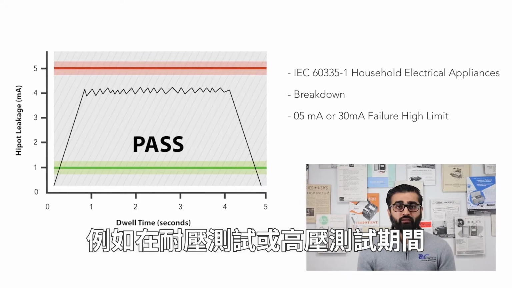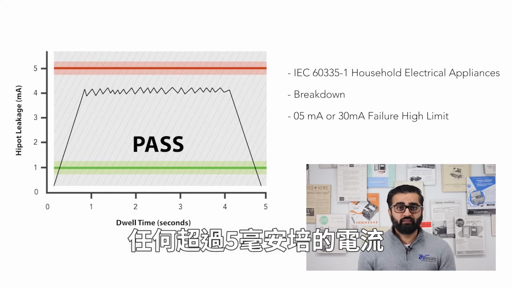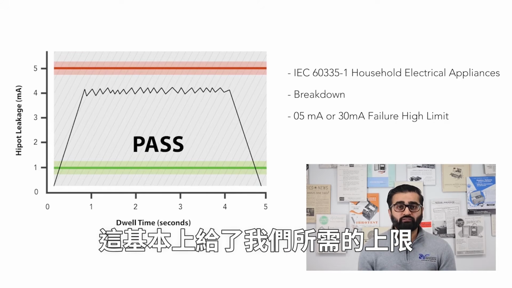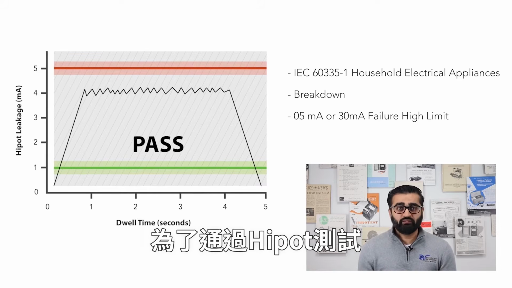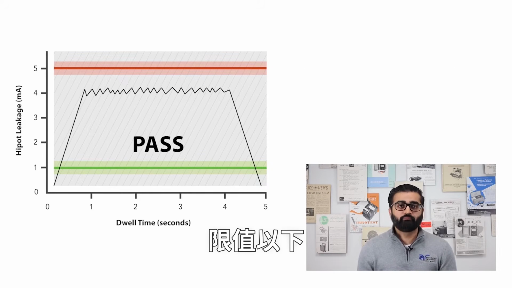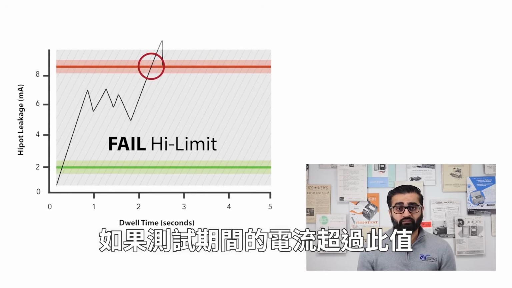For example, during an electric withstand or hipot test, IEC 60335-1 considers a breakdown as any current that exceeds 5 mA for appliances or 30 mA for appliances with high leakage current. This essentially gives us the high limit that needs to be programmed into the test equipment. In order to pass the hipot test, the current must remain under the 5 mA or 30 mA high limit. A test is considered a high limit failure if the current ever exceeds this value during the test.